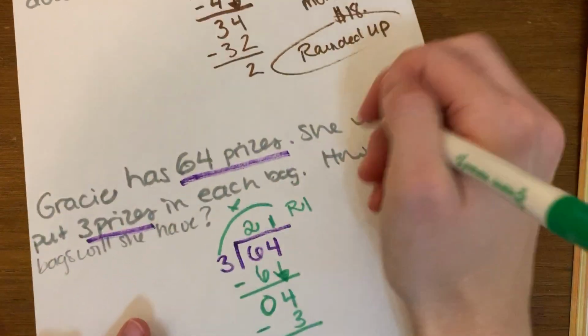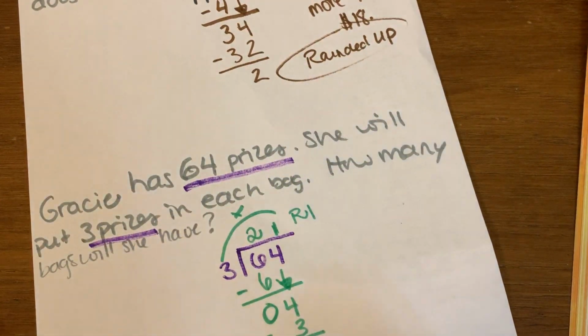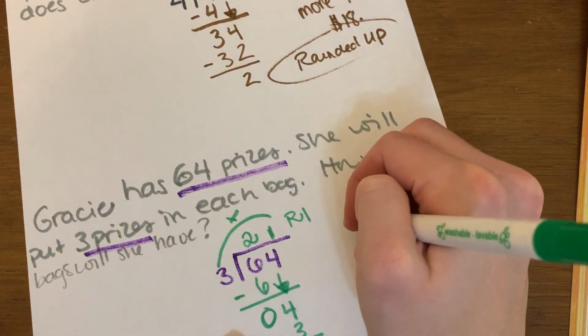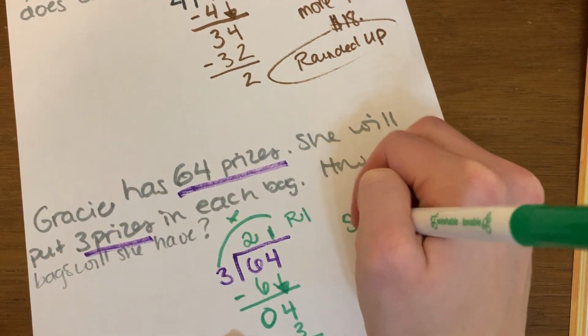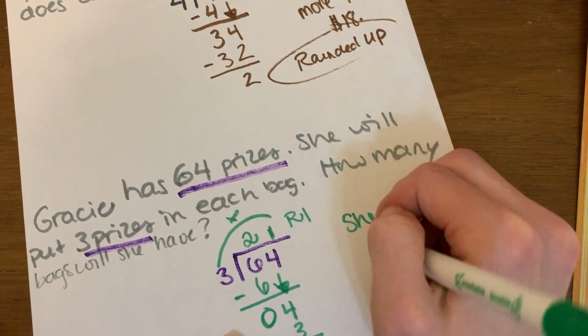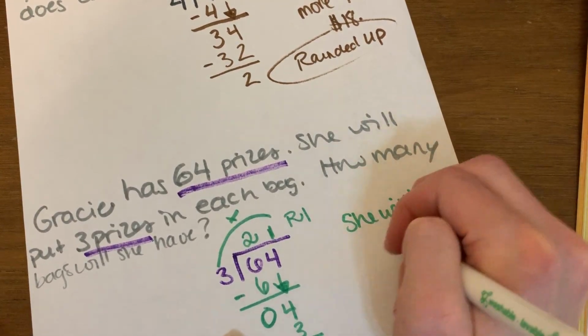They want to know how many bags she's going to have. Well, it looks like she's going to have 21 bags because she's just got 1 extra prize and she can't make a bag with just 1 prize. So she's going to have 21 bags.